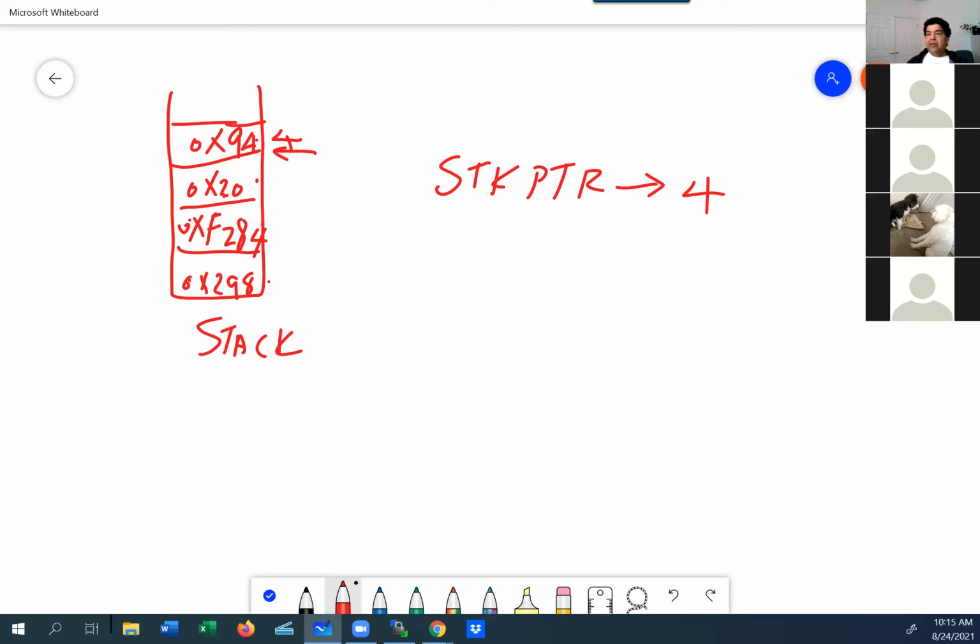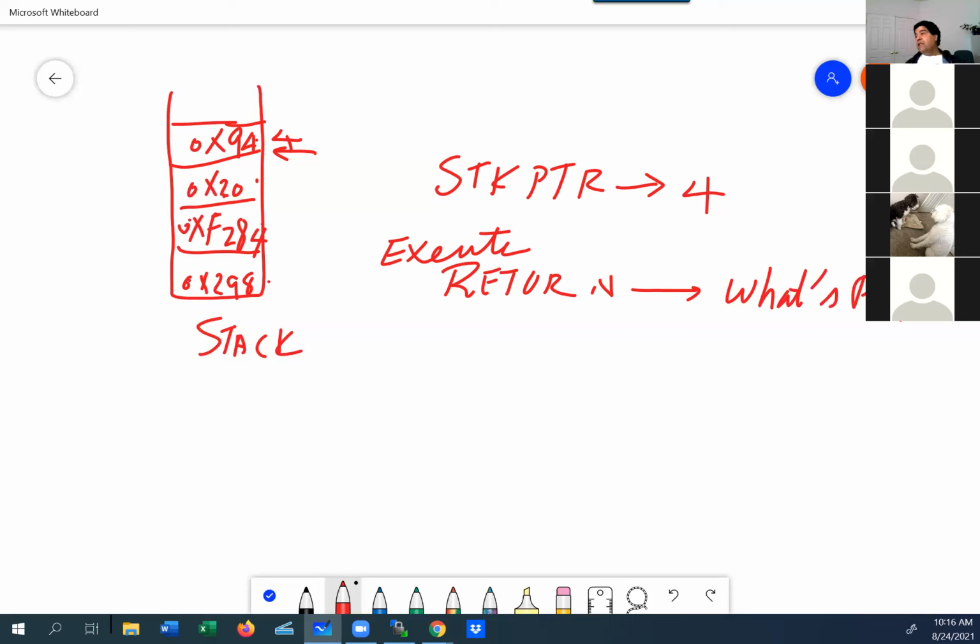Okay. Now at this point, let's say you're sitting here, and you execute a return instruction. Then the question is, what is PC? Let me know if I say something that doesn't make sense or you don't understand. So basically it says, somebody gave you this stack, it has 4 items on it, and then at that point, the code executes a return. What's it going to be? It's going to be 94.